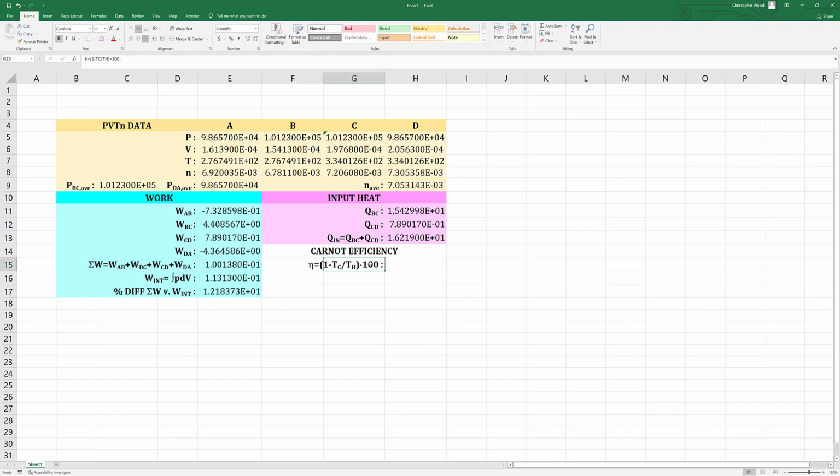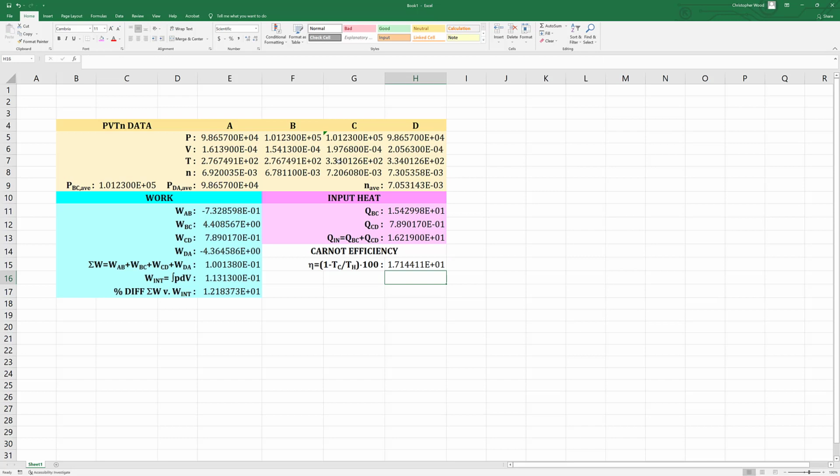Let's merge it across both of these cells. So highlight both cells, merge and center, and right justify again. And now let's calculate the Carnot efficiency. That equals left parenthesis 1 minus TC. TC was our cold temperature. That occurred at state A and state B, divided by the hot temperature that occurred at state C and state D, isothermal. Close parenthesis times 100.